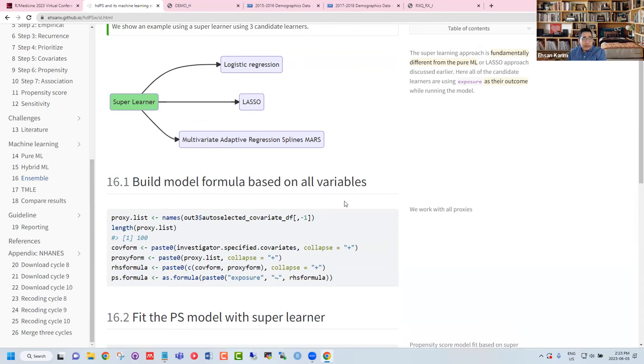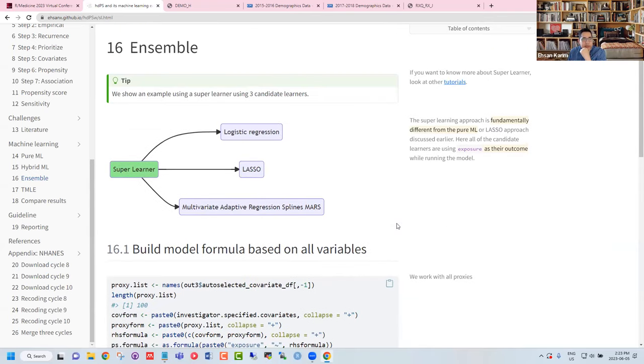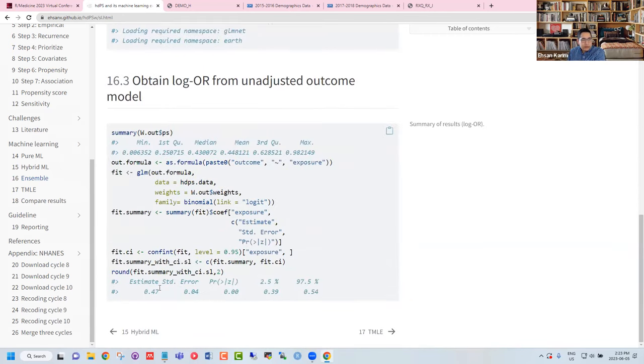And if you are selecting only the variables that are associated with the exposure variable, obviously some of these variables are going to be confounders, but sometimes you might end up choosing variables that are instrumental variables, right? So this is a very different process of estimating the treatment effect by using the ensemble learning or the super learning. And when you estimate, you can see the estimated odds ratio is 0.47. Okay.